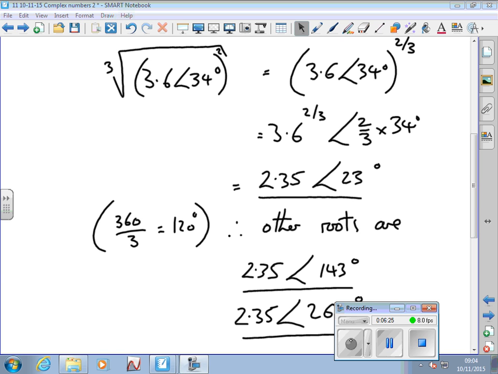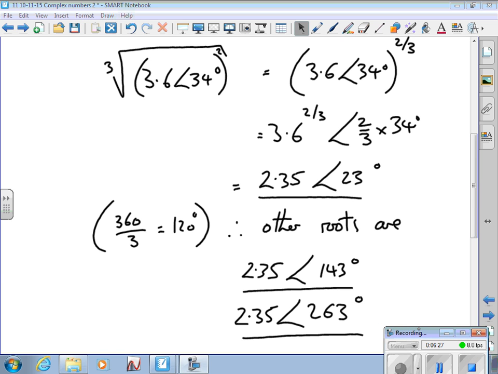So there's the solution if you want it. 3 possible roots. 1, 2, 3. Have a look at the working.